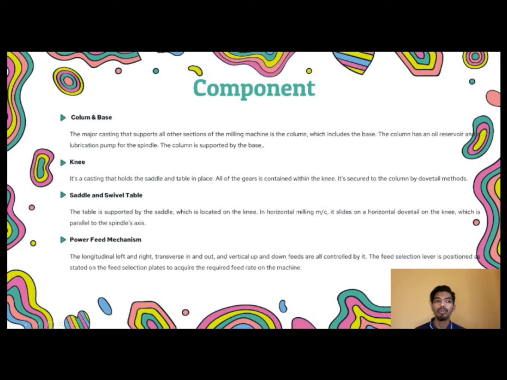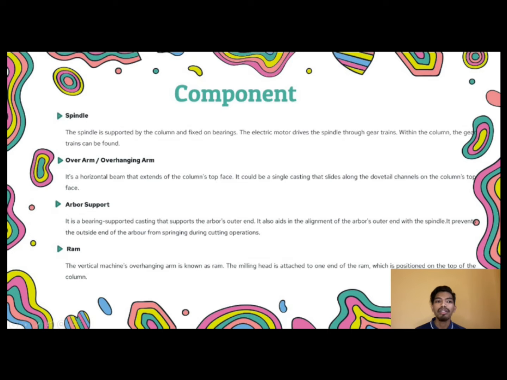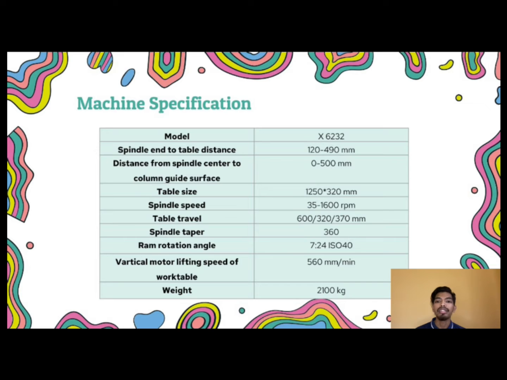Okay, these are the components of the milling machine. First, column and base, knee, saddle and swivel table, power feed mechanism, spindle, overarm or overhanging arm, elbow support, and lastly ram. And this is the machine specification for model X6232.